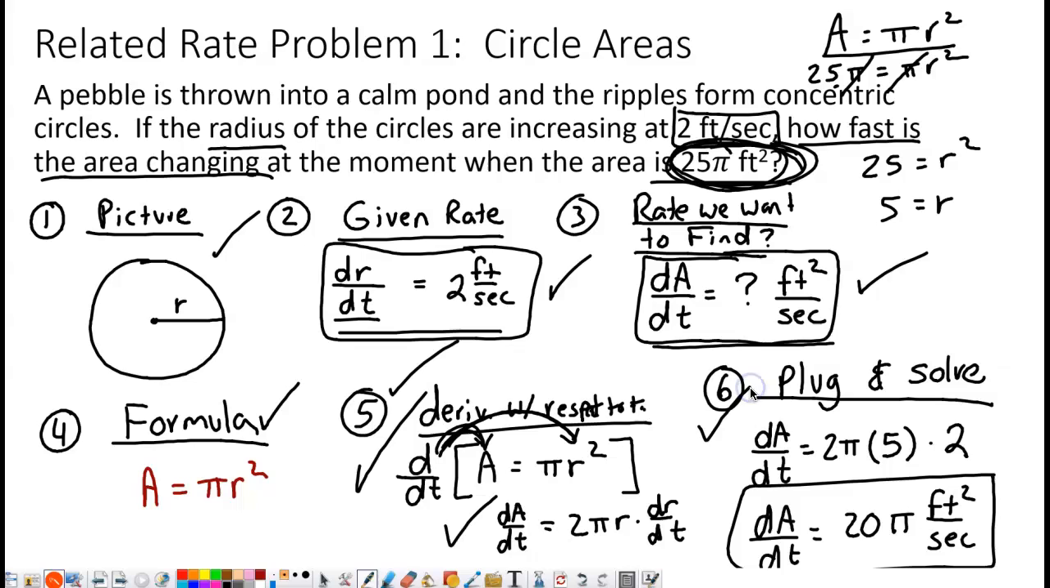Step 6, start plugging in everything you possibly can. You should be able to plug in something for everything except for the one thing that you're looking for. Sometimes that's tricky, because in this case it was easy to identify what dr/dt was. They just told us that. But we didn't know what r was right away. We had to dig for that ourselves up here. But you should be able to plug in something for everything except for the one thing you're looking for. That way you're able to solve it. So there's your 6 steps. Okay?